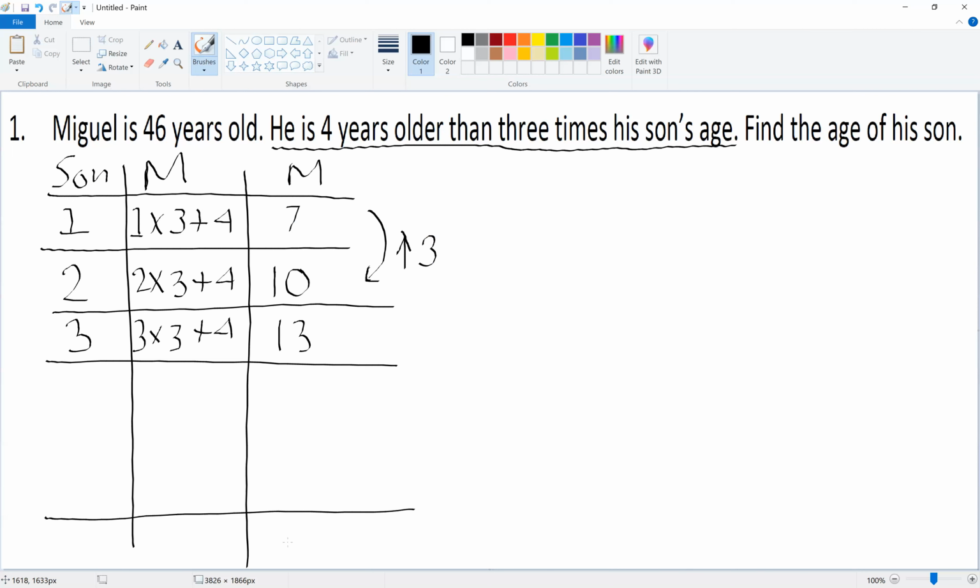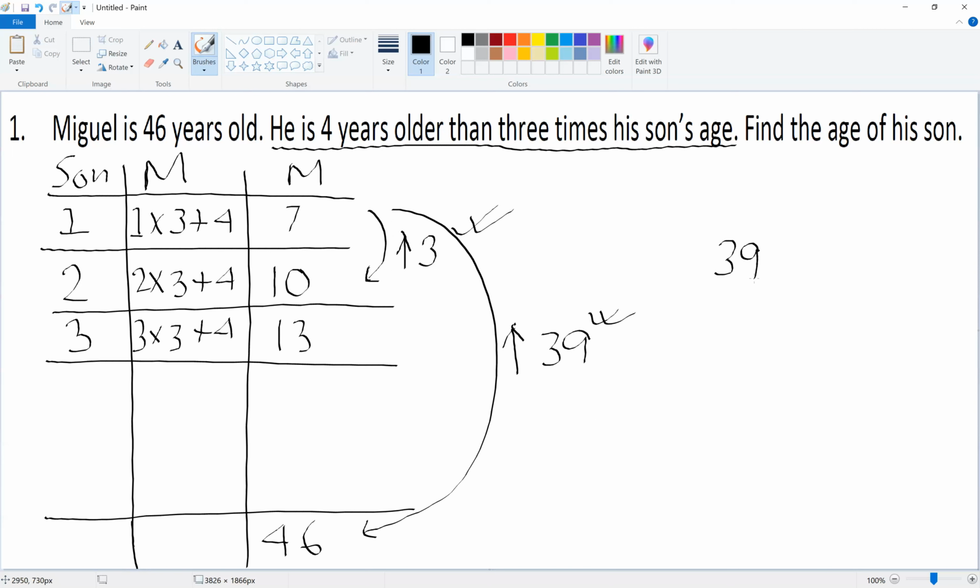And the goal is to get 46. So from 7 to 46, if you subtract, you will get 39. Every time we go up by 3, and we have to cover 39 in total. So 39 divided by 3 is 13. So we have to do it 13 times.